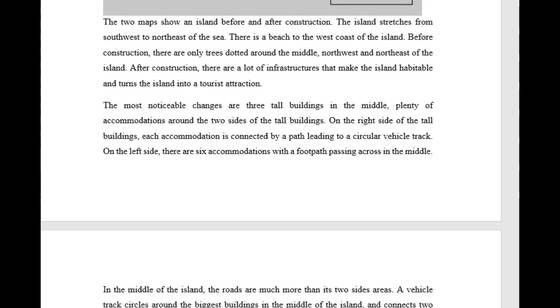The two maps show an island before and after construction. The island stretches from southwest to northeast of the sea. There is a beach to the west coast of the island. Before construction, there are only trees dotted around the middle, northwest and northeast of the island. After construction, there are a lot of infrastructures that make the island habitable and turns the island into a tourist attraction.